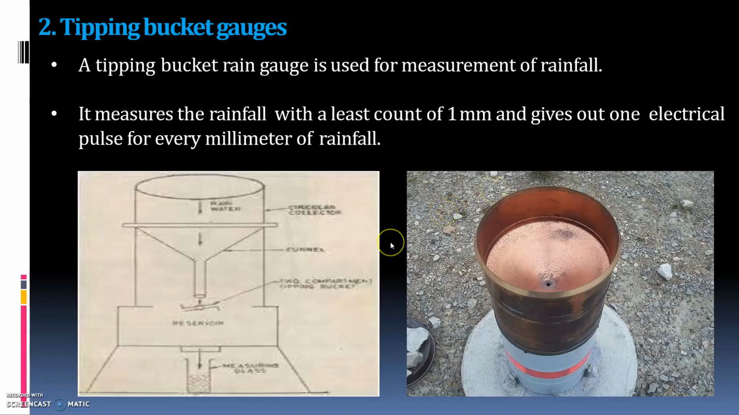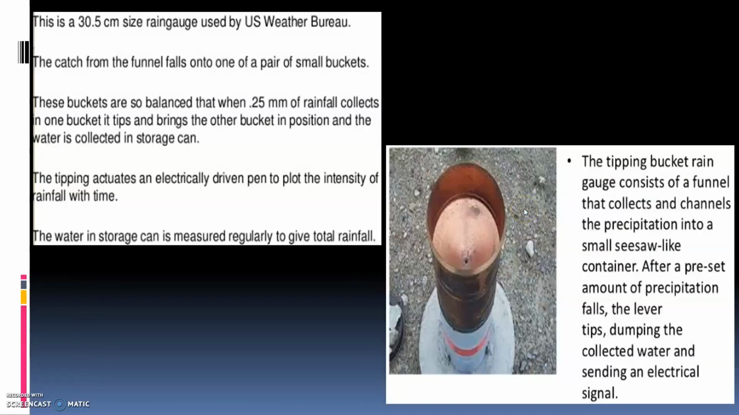It consists of a 300 mm diameter sharp edge receiver. At the end of the receiver is provided a funnel. A pair of buckets are pivoted under the funnel in such a way that when one bucket receives 0.25 mm of precipitation, it tips, discharging its contents into a container, bringing the other bucket under the funnel.